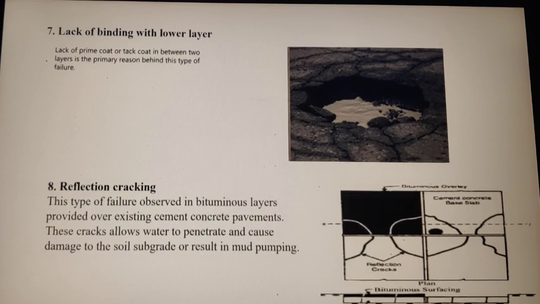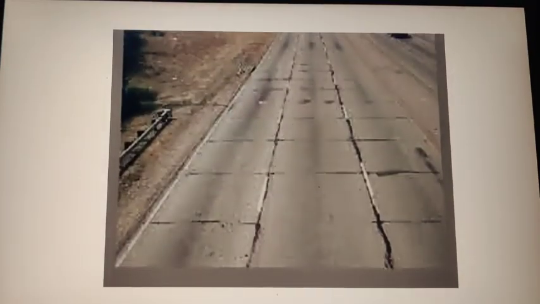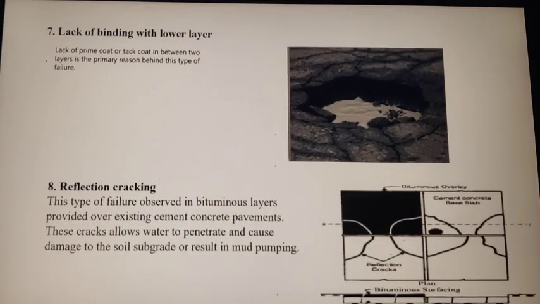Next is the reflection cracking. This type of reflection cracking occurs if we are constructing a bituminous layer over the existing cement concrete pavement. Here the failure occurs mainly because water penetrates and damages the subgrade soil and causes mud pumping. This is a figure showing the reflection crack.